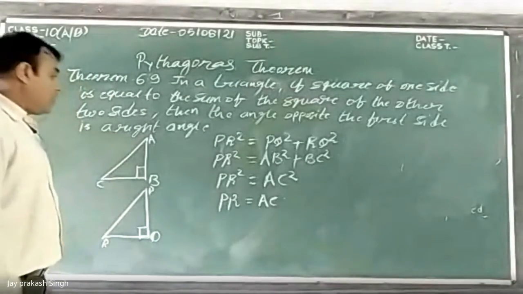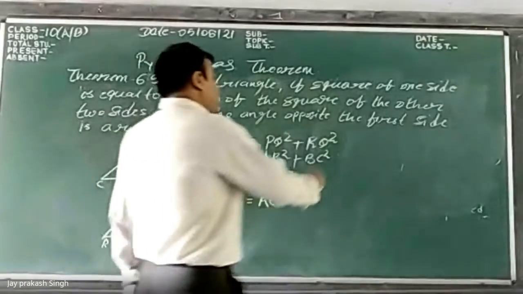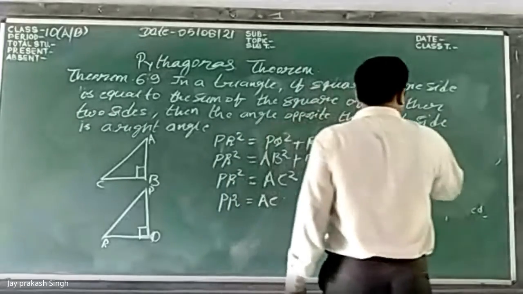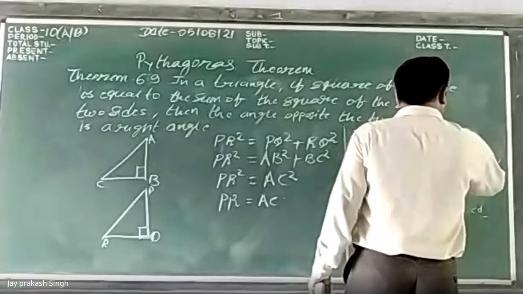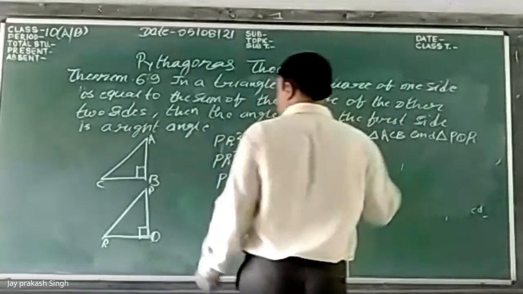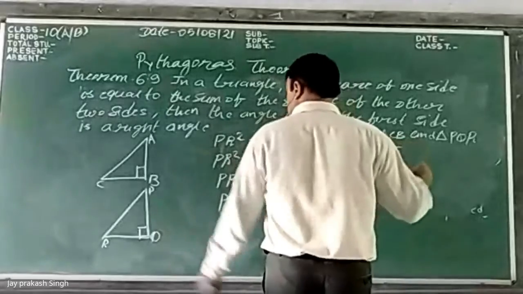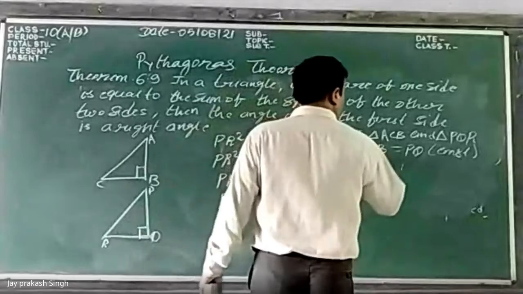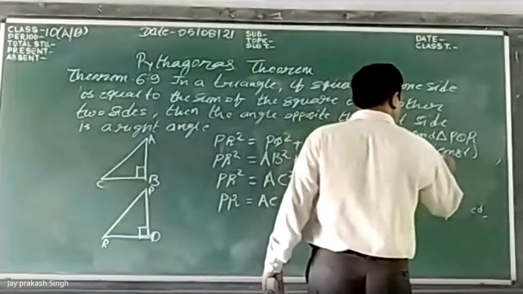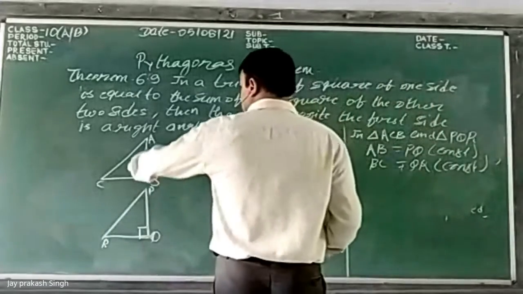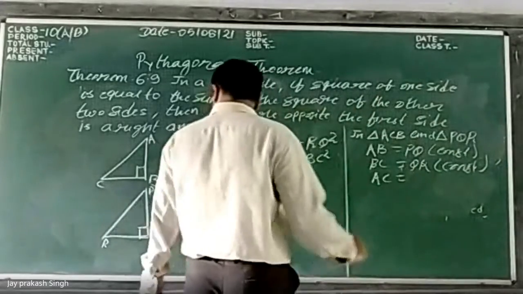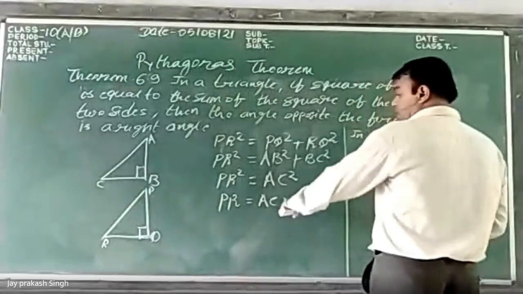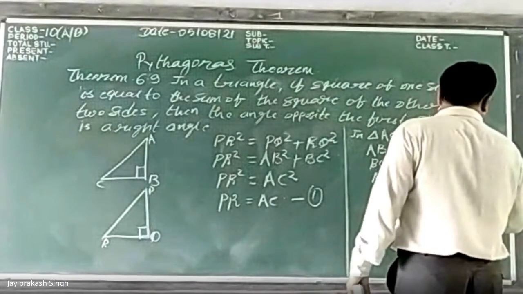Now this side is equal to this side. Now in triangle ABC and triangle PQR, AB equals PQ, constructed. BC equals QR, constructed. And AC equals PR, proved from the earlier result.